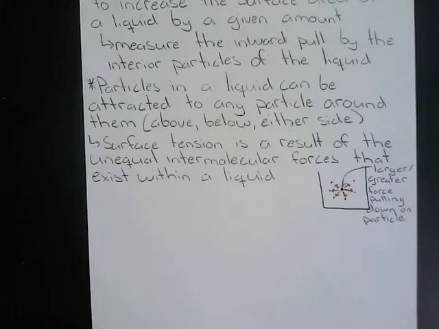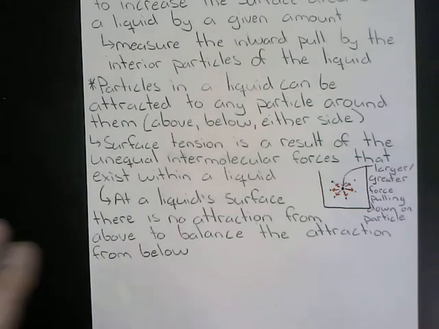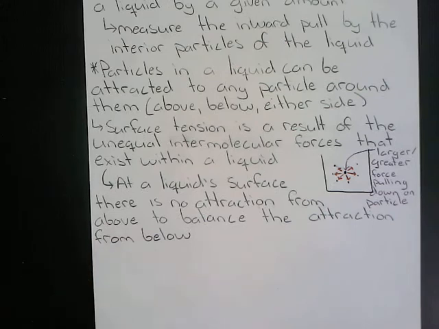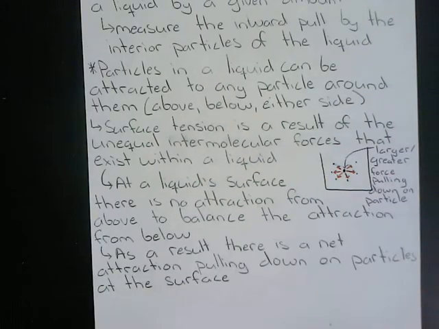in that surface tension. Now, specifically, the details of what's happening here is that at the surface of the liquid, there is no attraction from above to balance the attraction from below. So as a result, the net attraction pulling down on a particle at the surface experiences, again, that net downward pull. So with this, the surface of a liquid tends to have the smallest possible area.